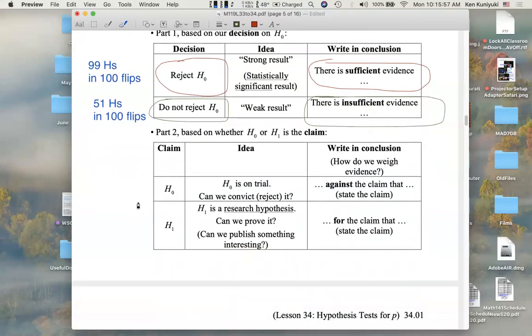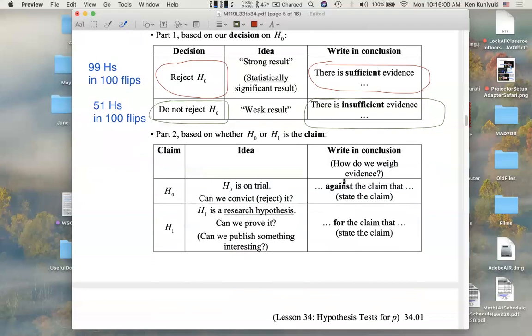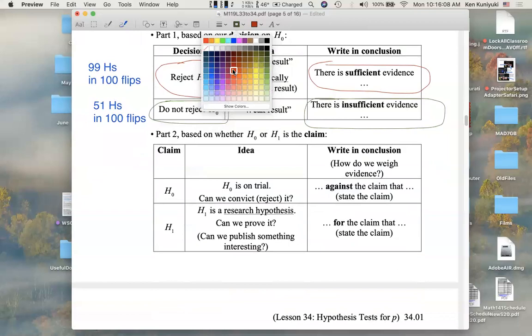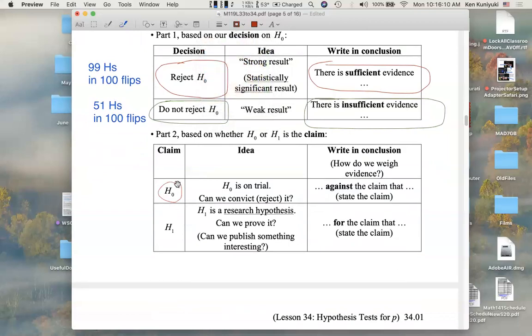Now, the rest of the sentence, the rest of the final conclusion for the layperson, is written based on which hypothesis is the claim. If the null hypothesis was the claim, then it's like a jury trial. The null is on trial, and we're wondering if we can convict or reject it, right? So if the claim is David's claim, my coin is fair, we put the coin on trial. We put George Washington, or maybe David's mom, on the coin on trial, okay? And we ask, can we convict this coin? Can we reject the idea that that coin is fair? The null is on trial.